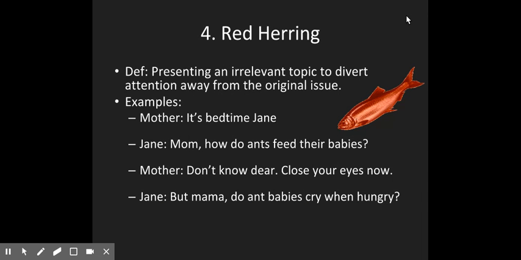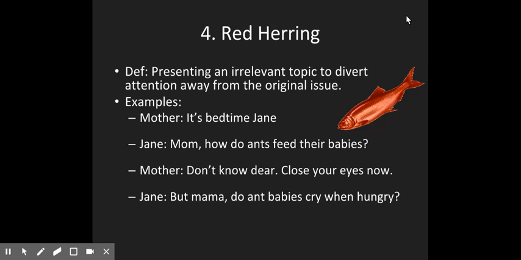Number 4 is a red herring. And it's a type of fish. That's why you see that fish there. And it really is just anytime you throw something into the conversation as a distractor. Maybe you're not wanting to have the conversation, you're not winning the argument, so you throw something in there that's not relevant. It's a distractor, and hopes to win or to at least get the conversation off.